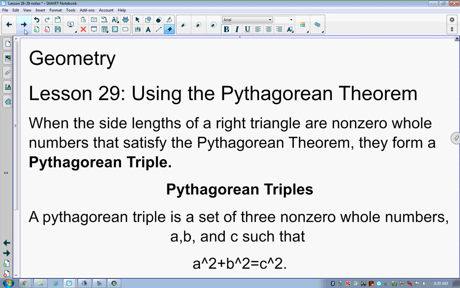Okay? Lesson 29. Using the Pythagorean theorem. How many of us know what the Pythagorean theorem is? We've used it. Should be about every hand in here. Maddie, are you familiar with the Pythagorean theorem? Maybe. Michael, will you tell Maddie what the Pythagorean theorem is?